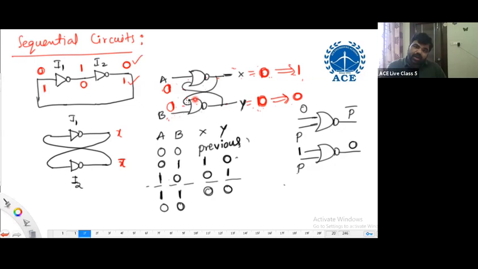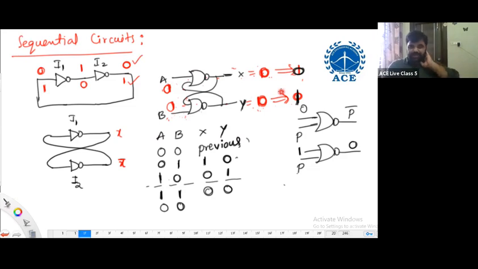For this NOR gate, one input is 0, other input 0. For 0, 0, what is the NOR gate output? 1. Once it is becoming 1, for this other NOR gate, 1, 0, the NOR gate output is 0. Earlier analysis was giving 1, 0. Now you are getting 0, 1. Which one is correct? We don't know.